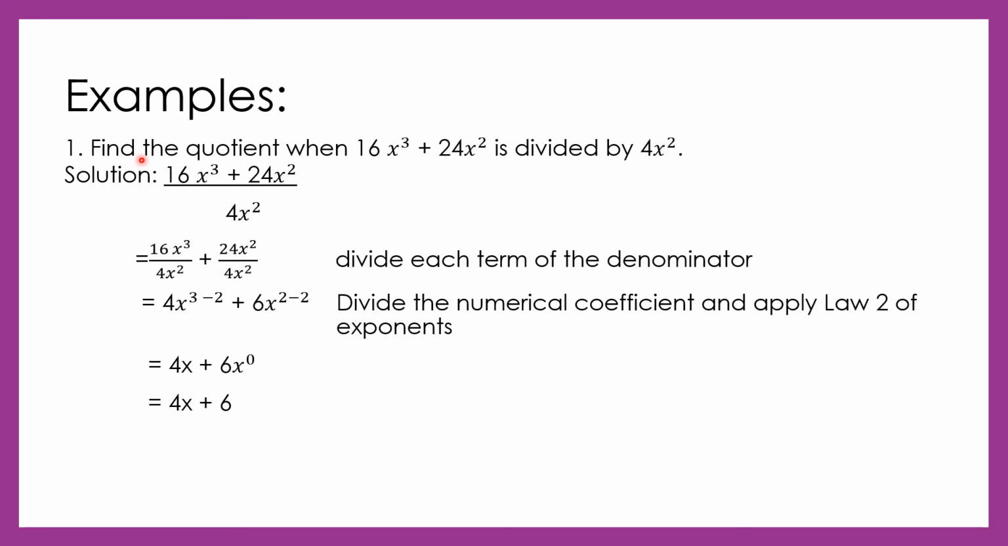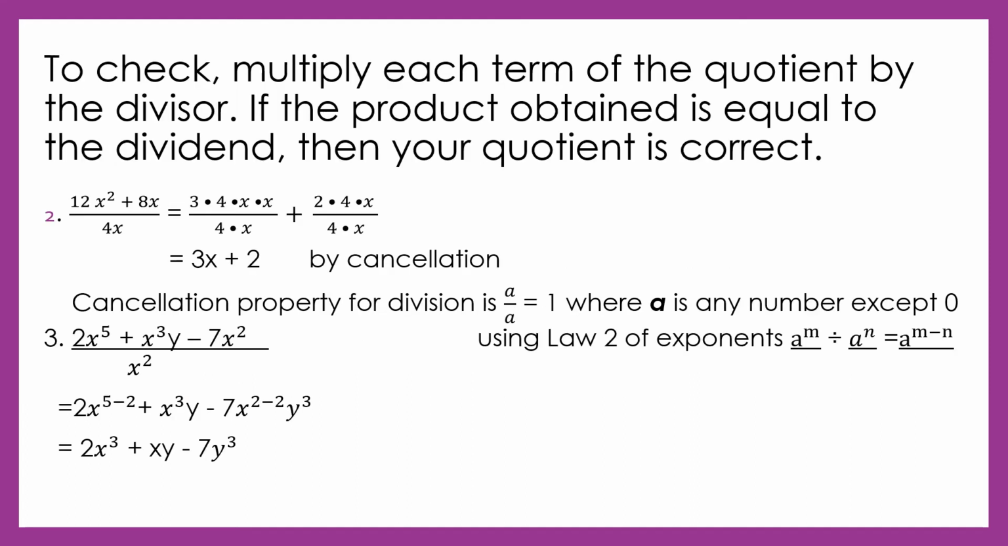For example, find the quotient when 16x cubed plus 24x squared is divided by 4x squared. For our solution, divide each term by the denominator. So, 16x cubed over 4x squared plus 24x squared over 4x squared. So, we have 4x to the power 3 minus 2, plus 6x to the power 2 minus 2. So, we have 4x plus 6x to 0. So, the final answer is 4x plus 6.